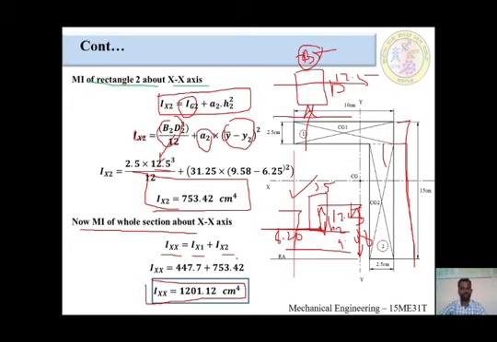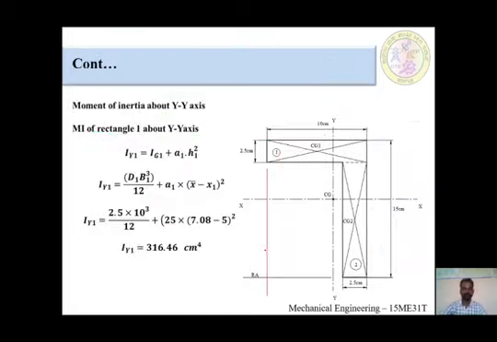Next slide, we will move to calculate the moment of inertia about the y-axis. Let's see. This would be the moment of inertia about the y-axis. First we have to calculate the moment of inertia of rectangle one about the y-axis. Now I am taking the first component outside here.